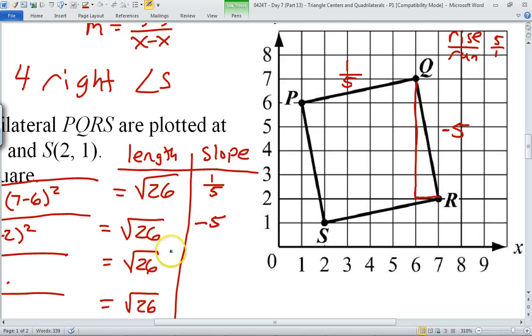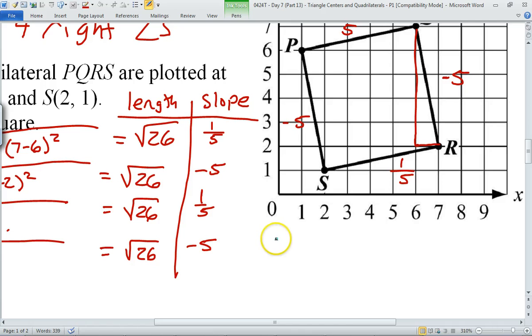So real quick, so the other ones. If I want to look at RS, that's this one down here. RS, the rise is 1 and the run is 5. So this again is 1/5. Uphill, positive 1/5. So I'll write that down, positive 1/5. And of course PS is down 5 over 1. So again, that's -5 over 1, or just -5.